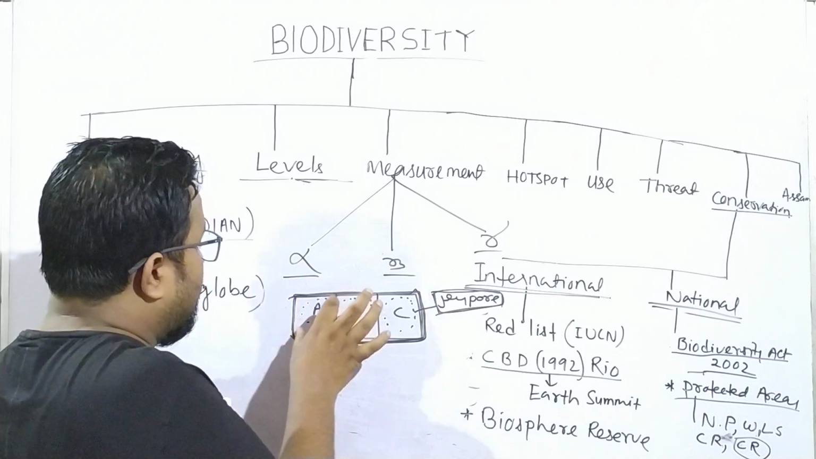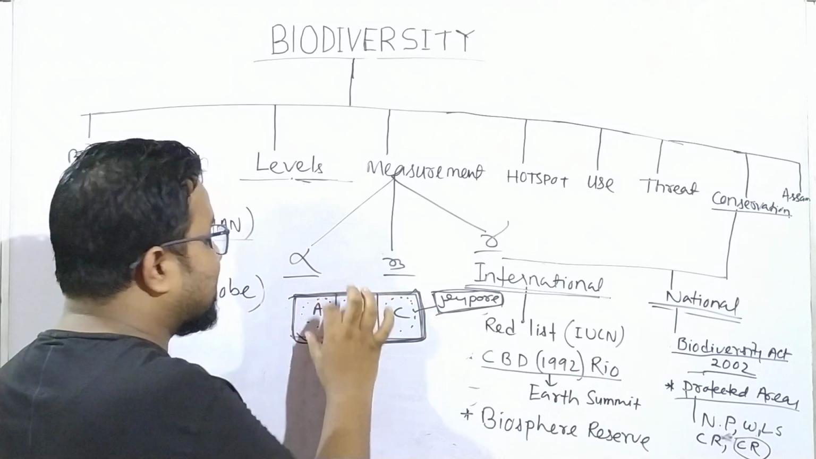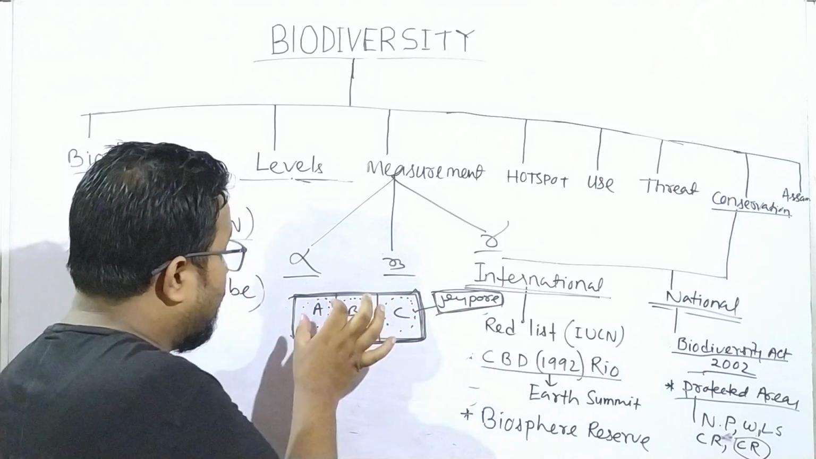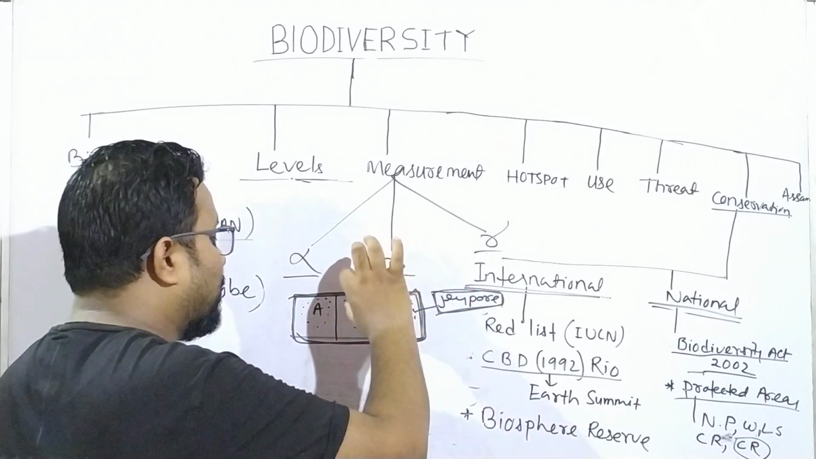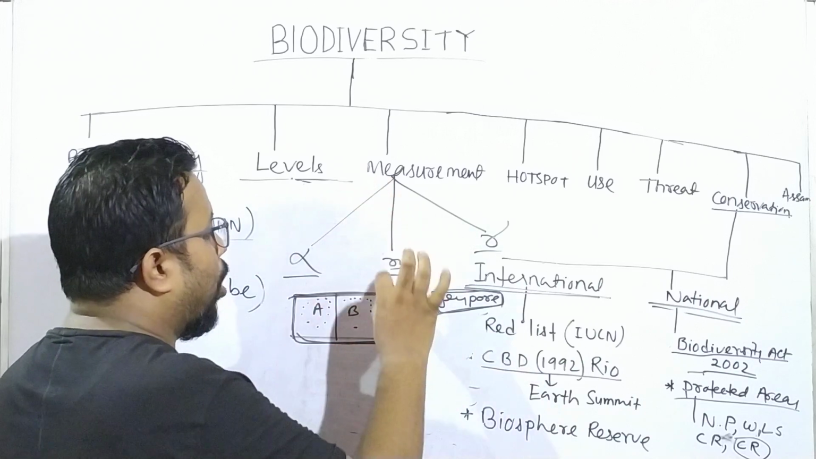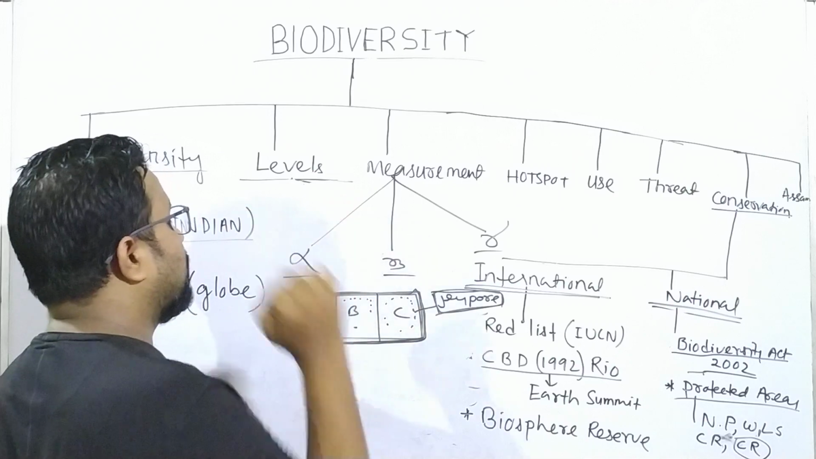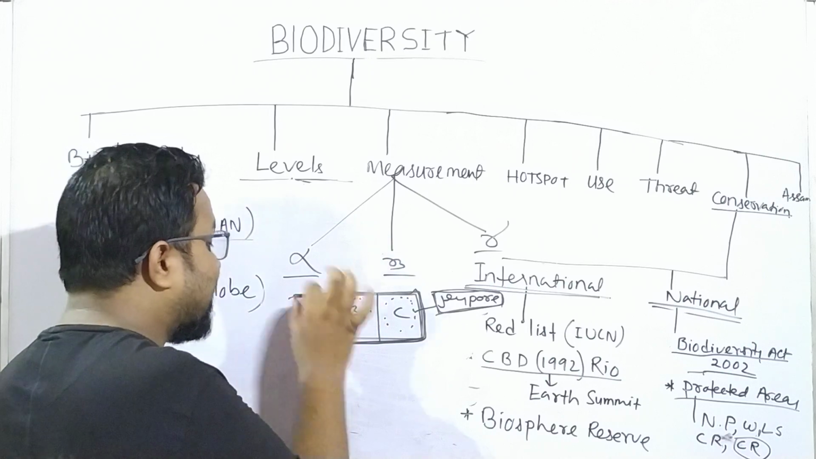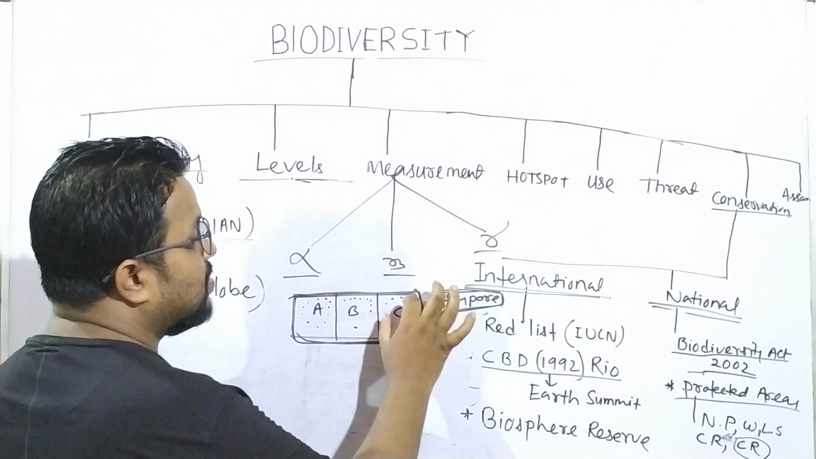Alpha means the number of species present in a single part of an ecosystem. That means the number of species present in A is called alpha, the number of species present in B is called alpha, and the total number of species present in C is called alpha. Again, I am repeating, the total number of species at A is alpha, at B is alpha, at C is alpha.